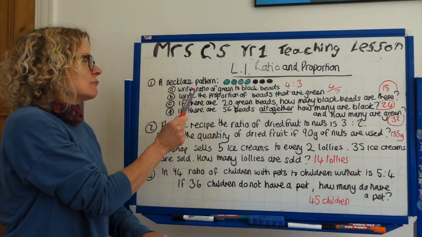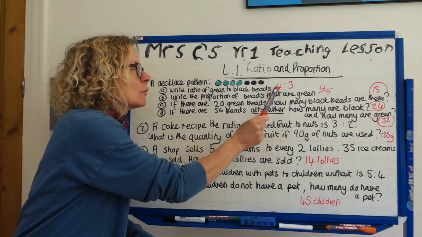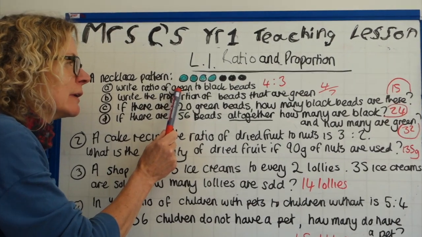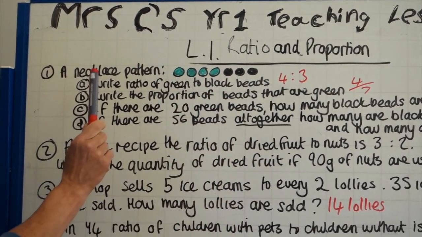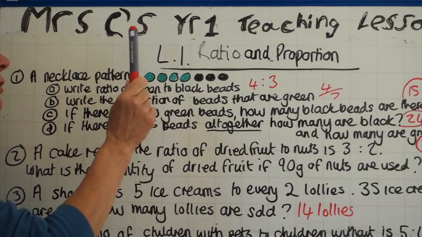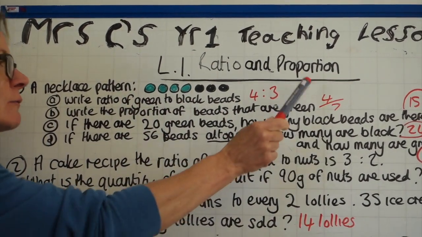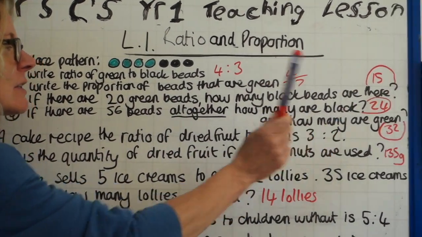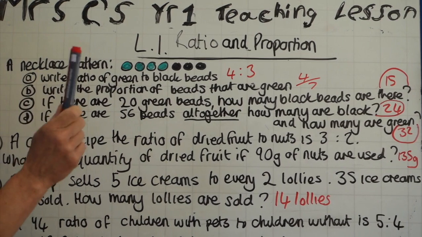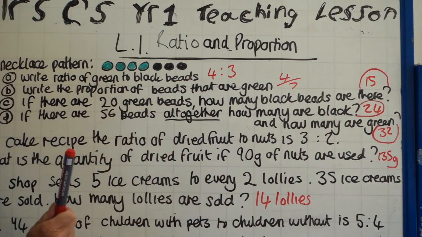Number 1A, ratio of green to black was 4:3. You always put the green first and then the black second in the order that it reads in the question. The proportion of beads was out of the whole, there's 4 out of the 7. So if there's 20 green beads, how many black beads are there? So that is looking at ratio again, and there is 15 black beads.